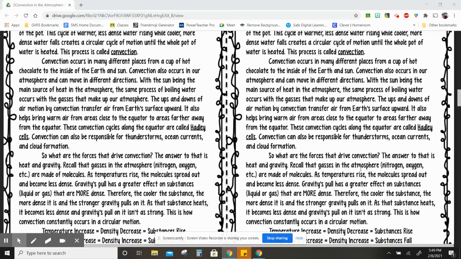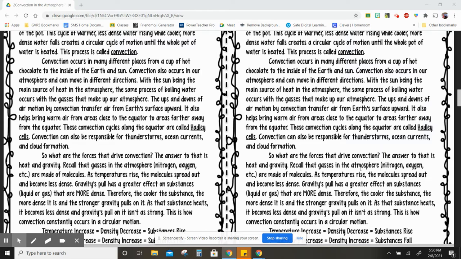With the sun being the main source of heat in the atmosphere, the same process of boiling water occurs with gases that make up our atmosphere. The ups and downs of air motion by convection transfer air from the Earth's surface upward. It also brings warm air from the areas close to the equator to areas farther away from the equator. These convection cycles along the equator are called Hadley cells. Convection can also be responsible for thunderstorms, ocean currents, cloud formation.